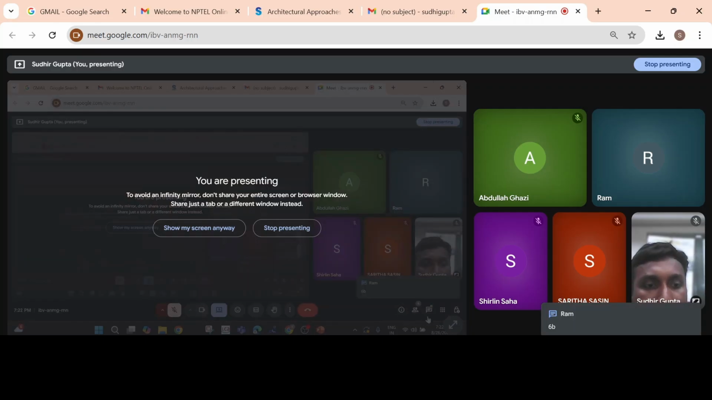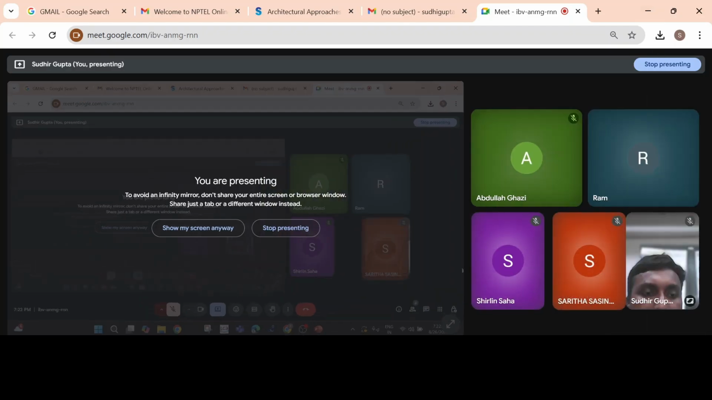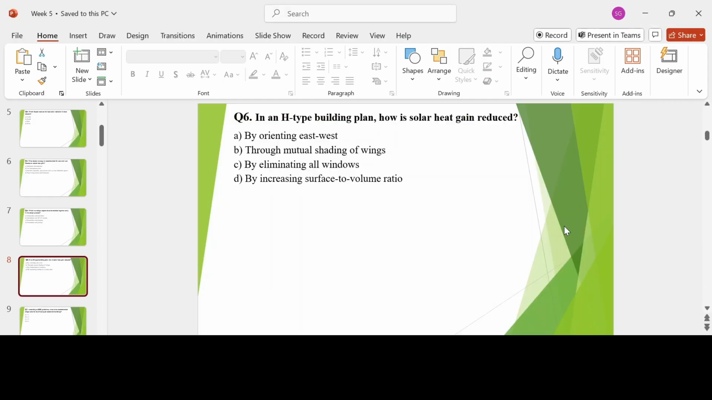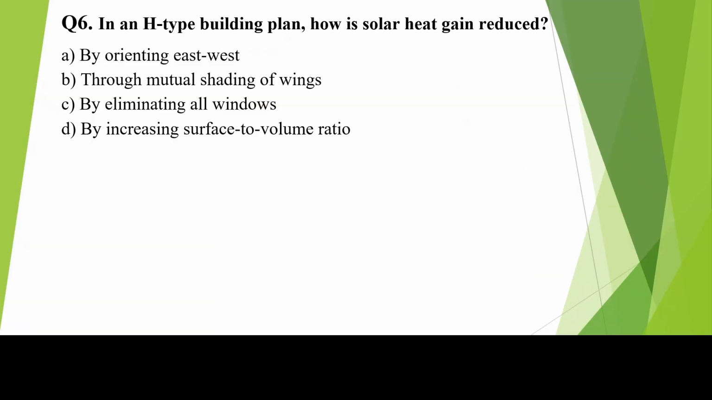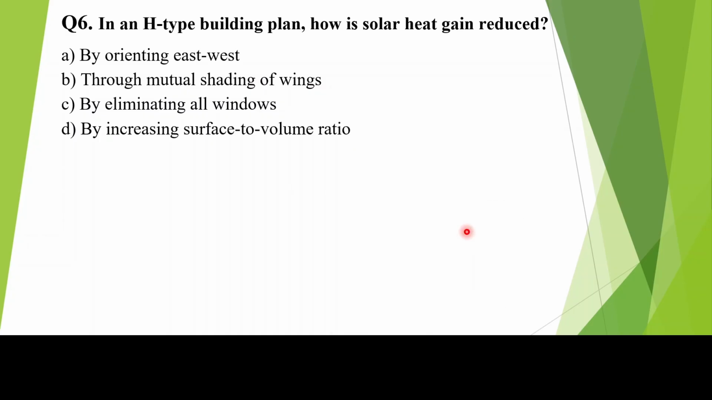So as I can see, I have received several answers for this question number 6 particularly, and all of them are saying it is 6B. So let me move to the question. Let me project the pointer as well for better understanding.